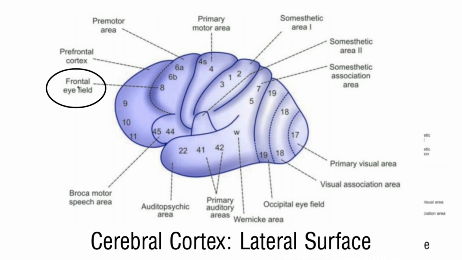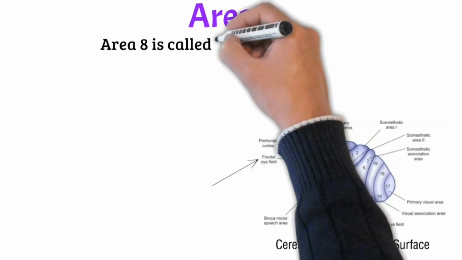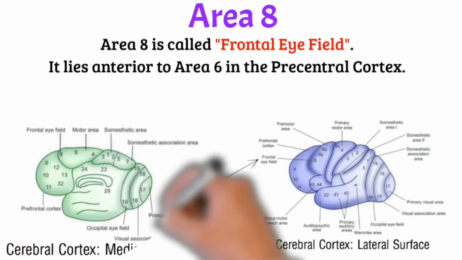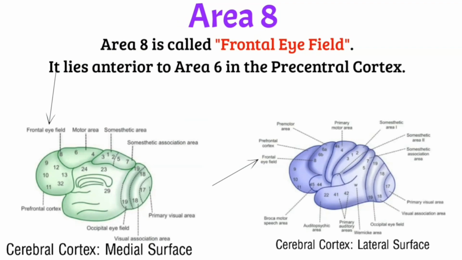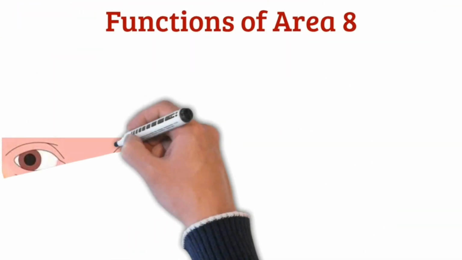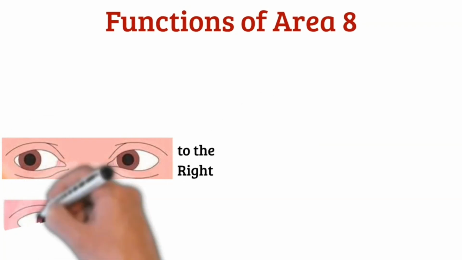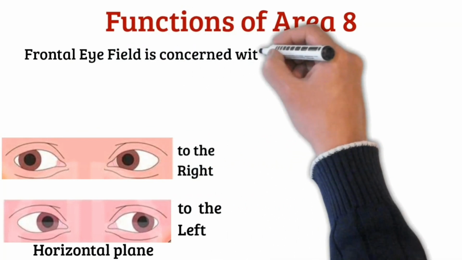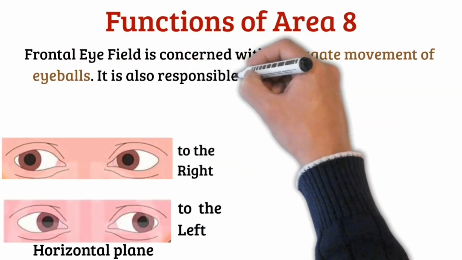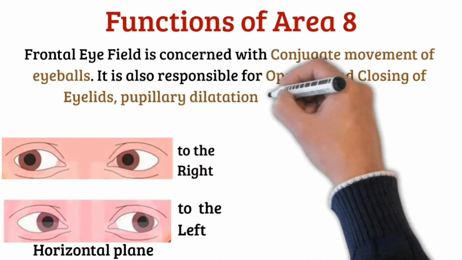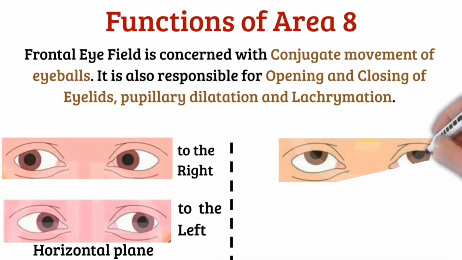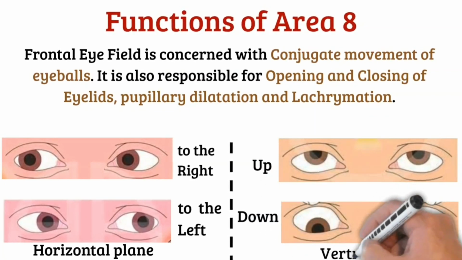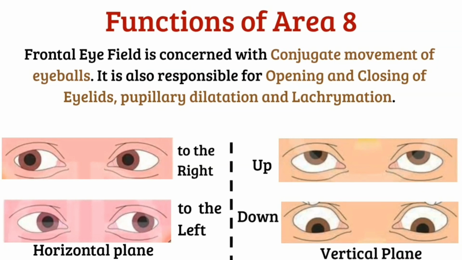So now we will learn area 8, which is known as frontal eye field. It lies anterior to area 6 in precentral cortex. Now functions of area 8. So this is to the right and our eyes are to the left in horizontal plane. Frontal eye field is concerned with conjugate movement of eyeballs. It is also responsible for opening and closing of eyelids, pupillary dilatation and lacrimation. So these are movements in vertical plane, up and down.